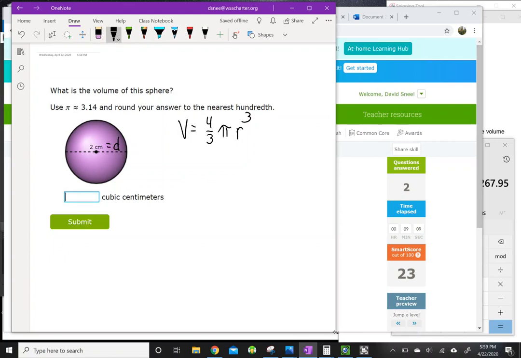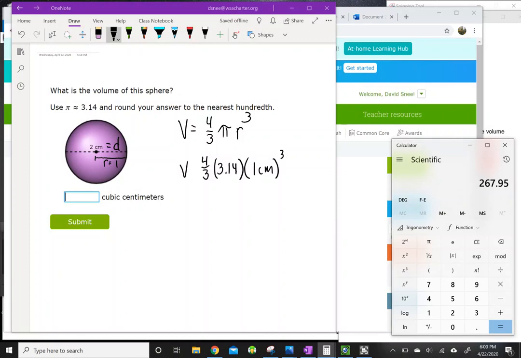The radius is half of that. Okay, the radius is right here. That's the radius, and so it's 1 centimeter. So we're going to do r equals 1. So I'm going to do 4/3 times 3.14 times 1 centimeter to the third power. Okay, so really what I'm doing is 4 divided by 3 times 3.14.